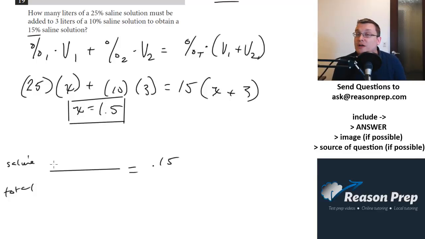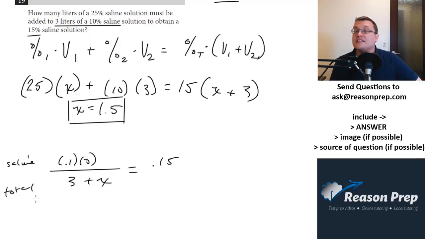So I need to know what is my total saline that I have in my mixtures and what is my total volume overall. Well, total volume is easy. We know it's 3 plus X, X being the volume of the 25% solution, which we don't know. How much saline do we have? Well, in the case of the 3 liters of a 10% solution, that's 10% of 3, or 0.1 times 3, is going to be the amount of saline in that solution.